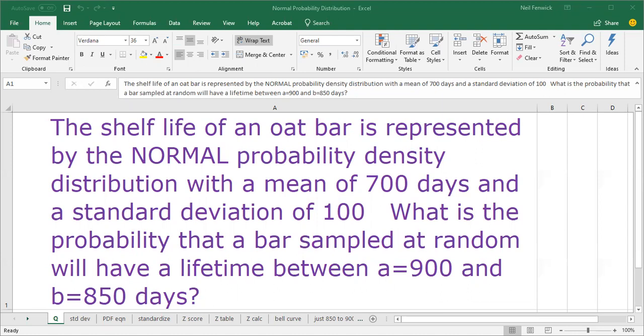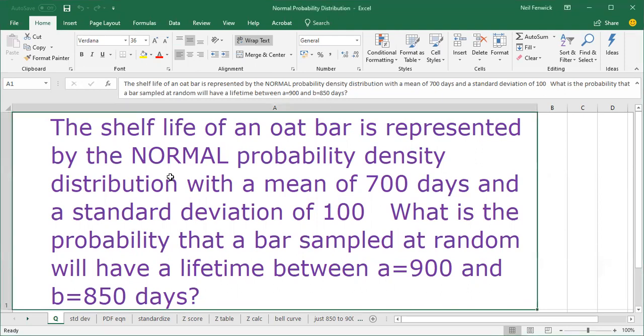So the standard deviation is a number that tells us to what extent a set of numbers lie apart. Our question here is food production, and we want to know what is the probability that a bar sampled at random from a production line has a lifetime between 900 and 850 days, with a mean of 700 days and a standard deviation of 100.